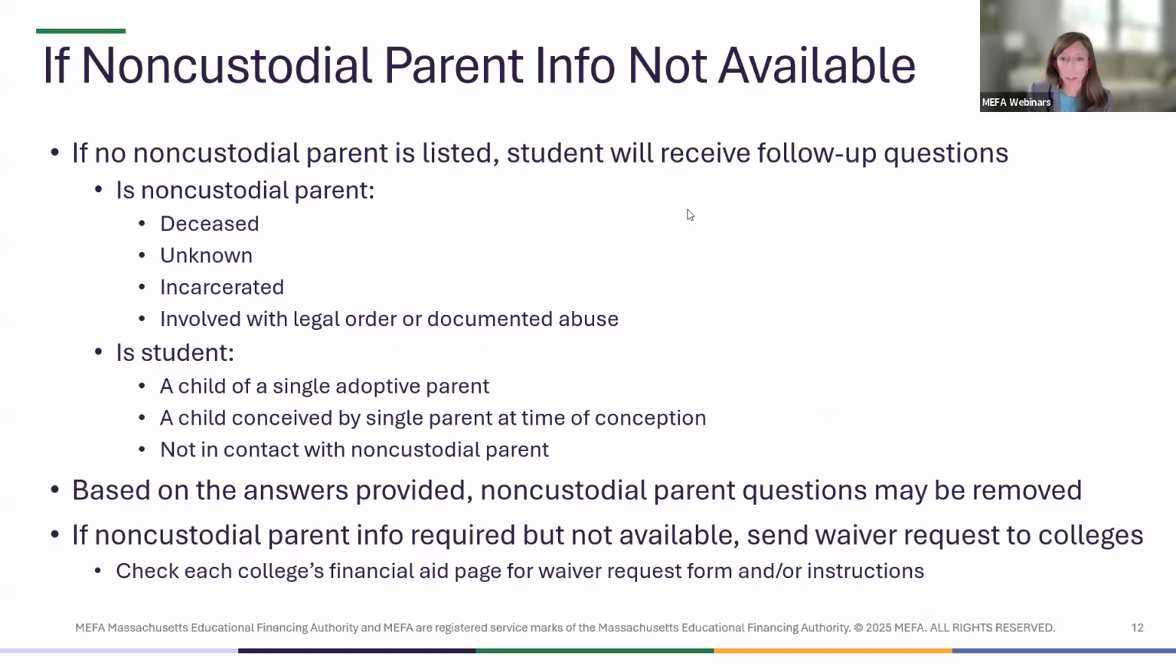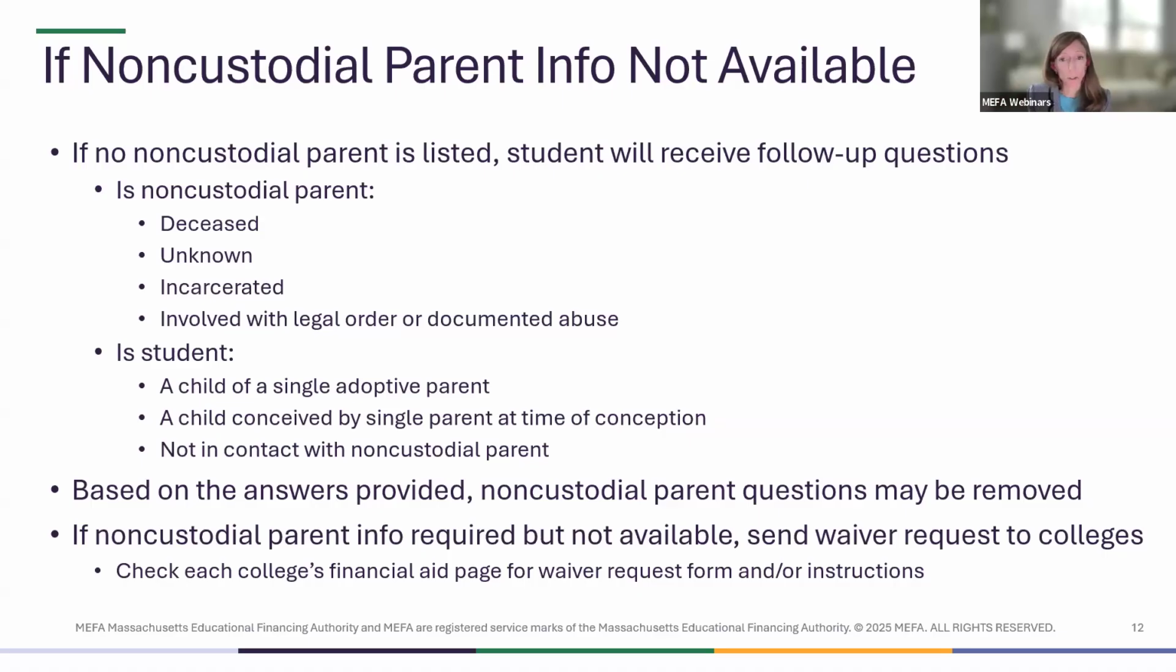If I am in a situation where my parents are divorced, but my non-custodial parent information is not available, maybe I've never met that parent, maybe I have no idea where he is, there's going to be some follow-up questions. So let's say my non-custodial parent is my dad. If I don't know where he is and I don't have his contact information, then I don't need to list him. If you're in that situation, the student does not list the non-custodial parent if there's no contact and you don't know where he or she is. If that's the case, the profile will come up with some follow-up questions.